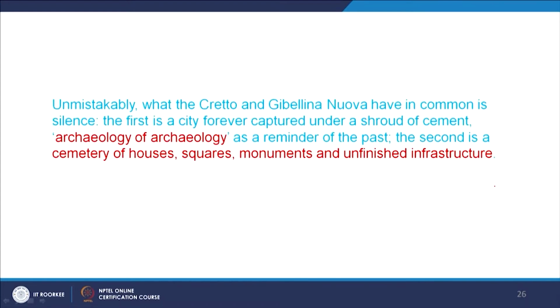But what we can see is that both the Cretto and Gibellina Nuova have one thing in common, which is silence. The first is a city forever captured under a shroud of cement, the Cretto, an archaeology of archaeology as a reminder of the past. And the second is a symmetry of houses, squares, monuments, and unfinished infrastructure. So that is one example.